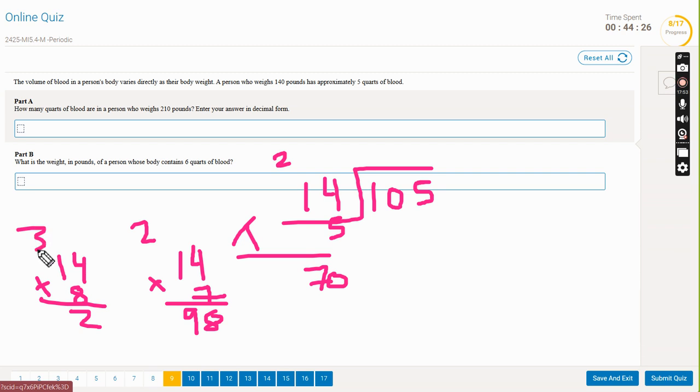32, 2, 3, 8, 9, 10, 11. So which one is smaller? 7. So 7 and 98 at the bottom. Sorry, I'll write it more properly. 98 here. So 105 minus 98. You can do that here.